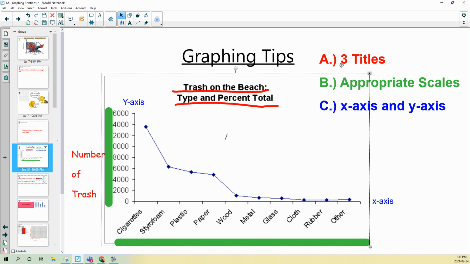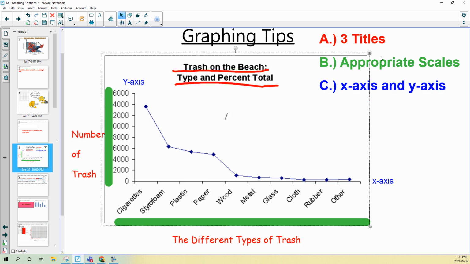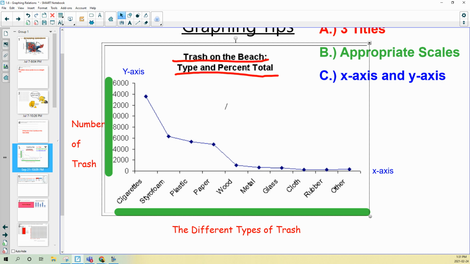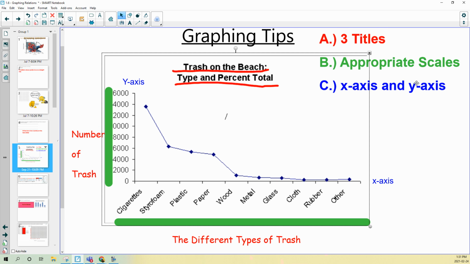So the first thing is you need 3 titles. And the 3 titles are your main title, your y-axis title, and your x-axis title. Okay, so those are the 3 titles that you need.